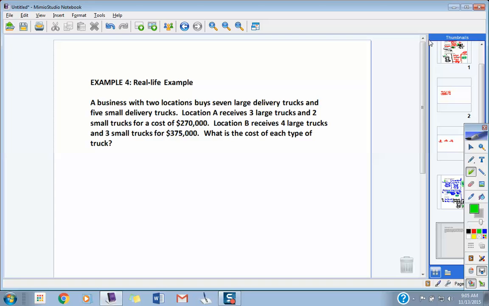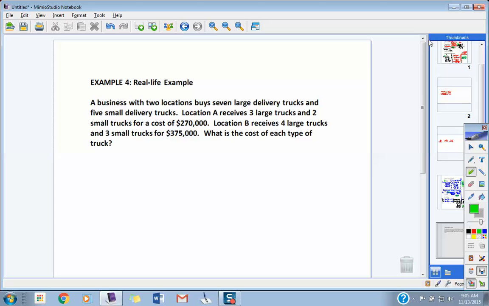Okay? What are we trying to find the cost of? Small truck and large truck. So how many unknowns do I really have here? 2, right? What do you want to assign your unknowns to be? Which variables do you want to pick? Let x and y. Okay.